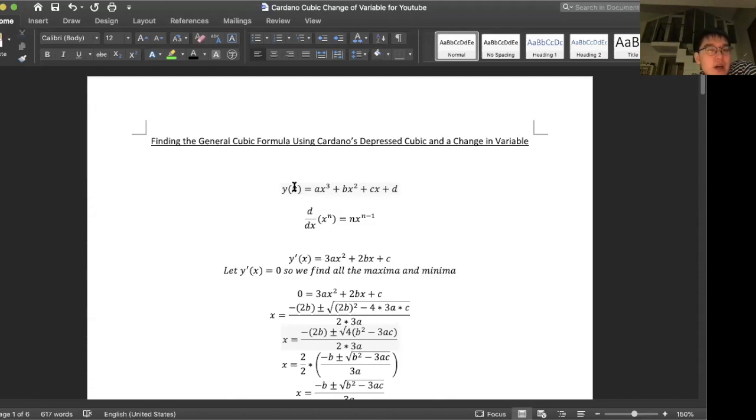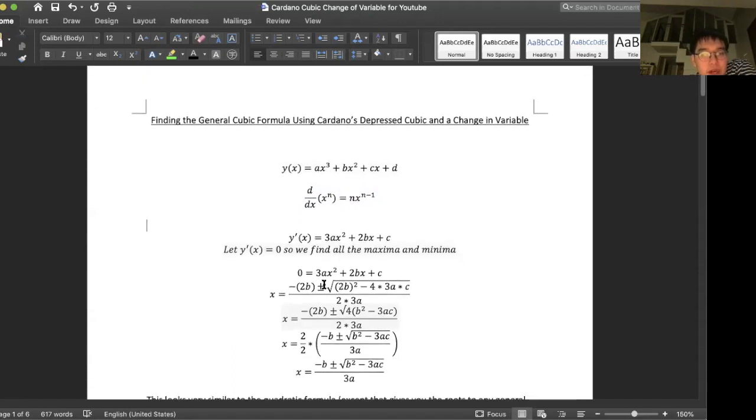What we are going to do now, in order to find our change in variable substitution, is take the derivative of this function and set it equal to 0. So recall the power rule of differentiation, where n is your integer. If you do it correctly, you'll end up with y prime of x equals 3ax squared plus 2bx plus c. And this is essentially a quadratic being set equal to 0.